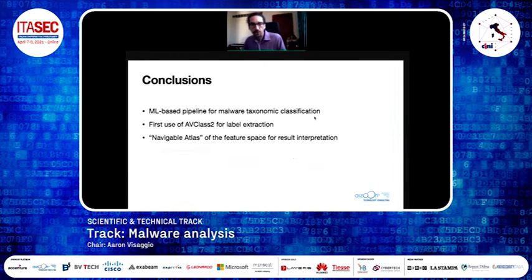So, in conclusion, we presented a first attempt, as far as we know, in the literature, of a single pipeline for the complete taxonomic classification of malware. We also considered the first use of AVClass2 for the label extraction, and a navigable atlas, let's call it like this, of the feature space for the result interpretation and quality assessment.